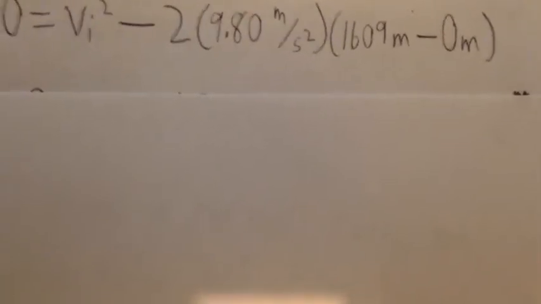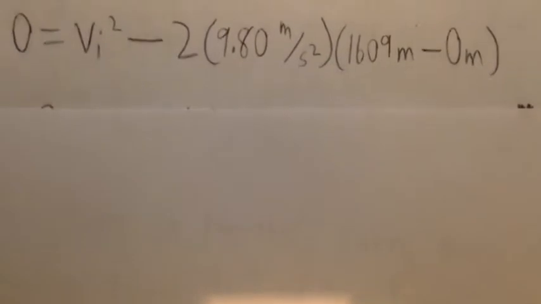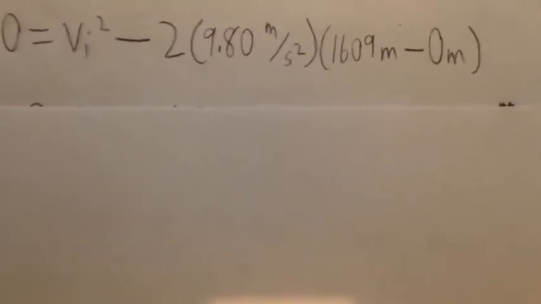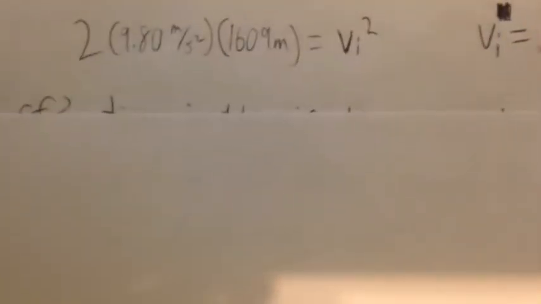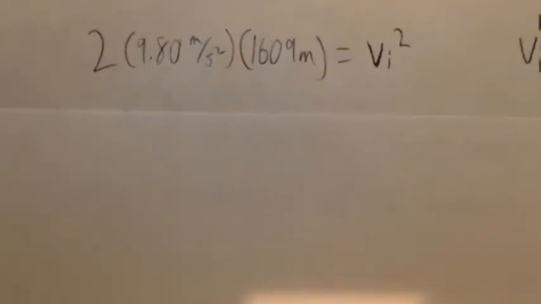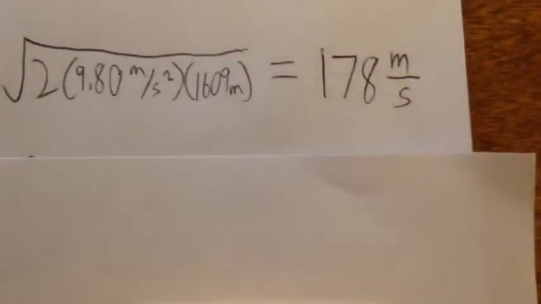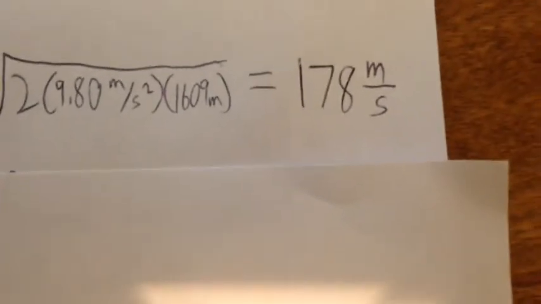We know that he went a mile in the air, which is his final height, y final, 1,609 meters. And his initial height is 0 meters because he starts on the ground. Simplifying, while solving for vi, we get here. Then we take the square root to end up with 178 meters per second.